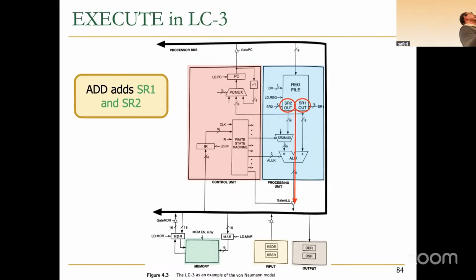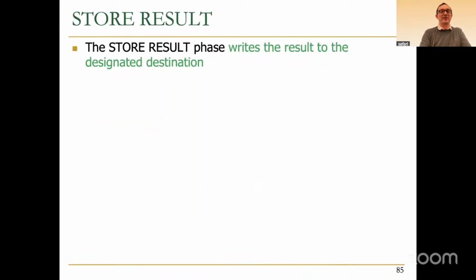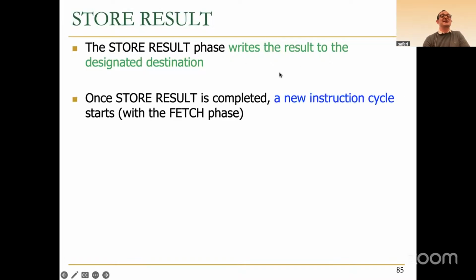I'm kind of breaking up the phases, but these may actually be completed in a single cycle. These phases have nothing to do with clock cycles, as I said earlier. Multiple phases can be collapsed into a single clock cycle. A single phase can take many clock cycles. Fetch itself takes at least 3 clock cycles, right? But here, execute and store result actually happen in the same clock cycle for add instructions. Okay, store result. This phase writes the result to the designated destination. Once store result is completed, a new instruction cycle starts with the fetch phase.